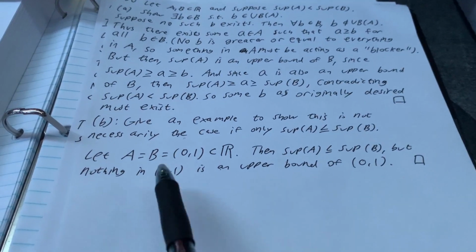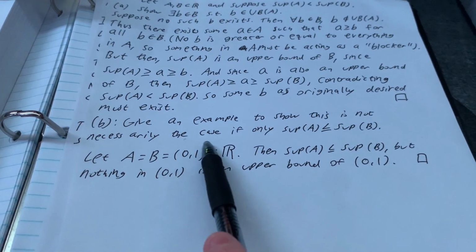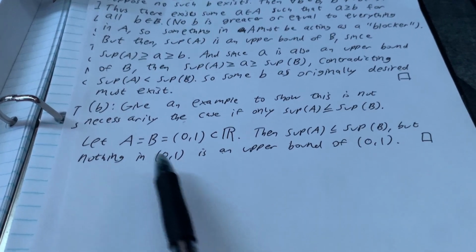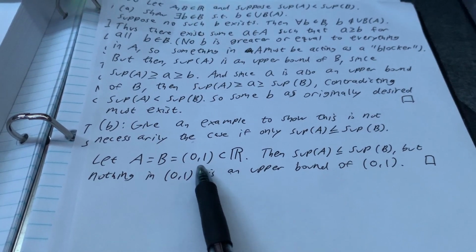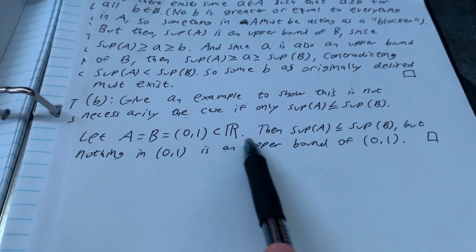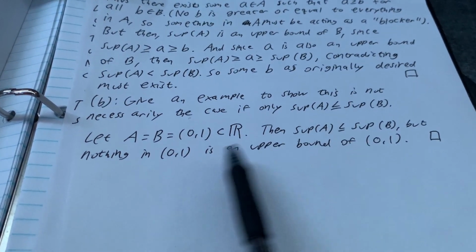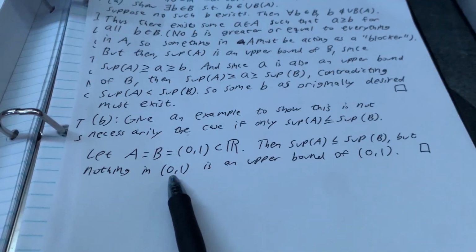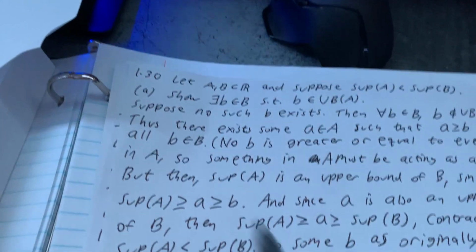And part 2 is to give an example to show this is not necessarily the case if only sup A is less than or equal to sup B. I let the two sets be equal to the open interval from 0 to 1. Then sup A is less than or equal to sup B, but nothing in (0, 1) is an upper bound of (0, 1).